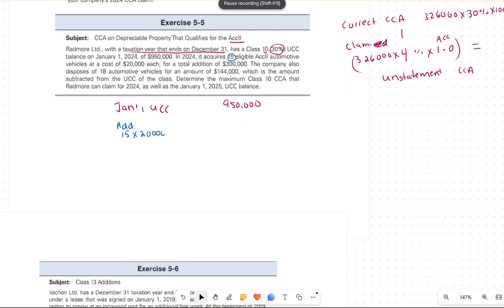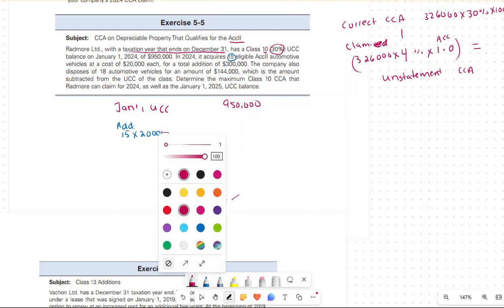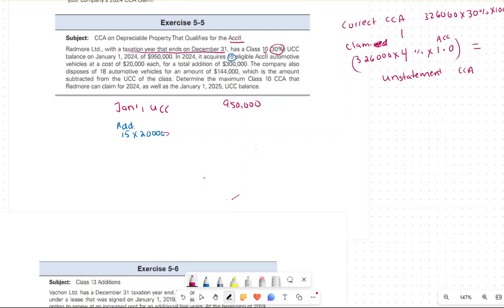So we acquired what? We acquired some automobiles. How many did we acquire? 15 of them. The cost of each one is 20,000. So that's my purchases, that's my addition. So my acquisition during the year is 300,000. So what we do is we purchase it and we sell it.